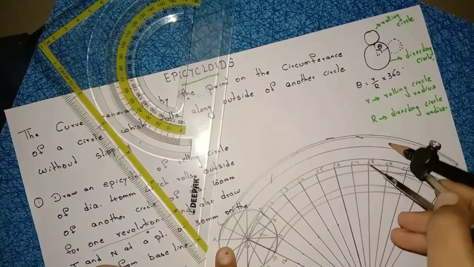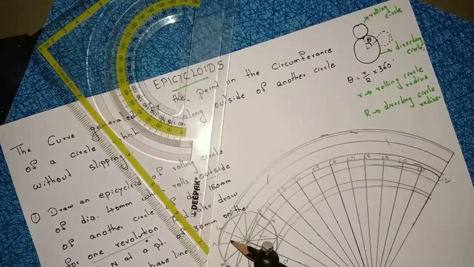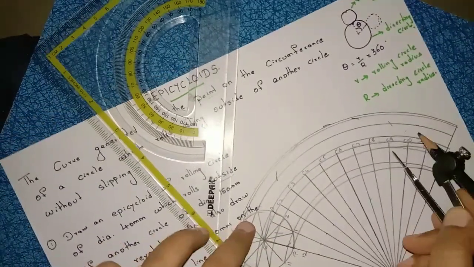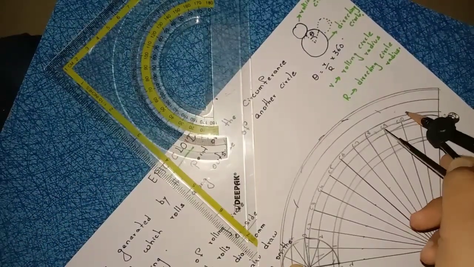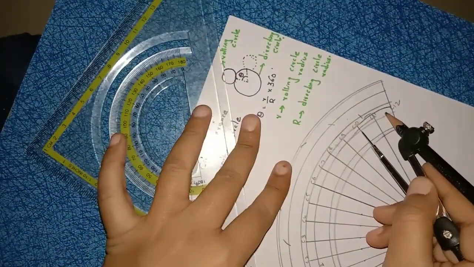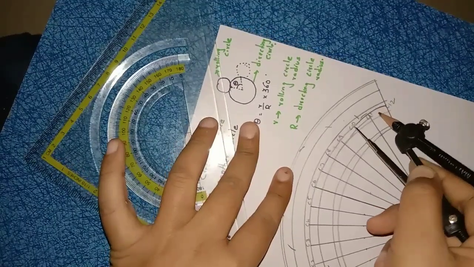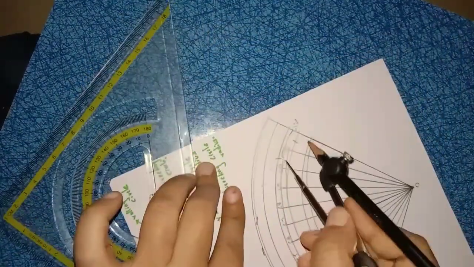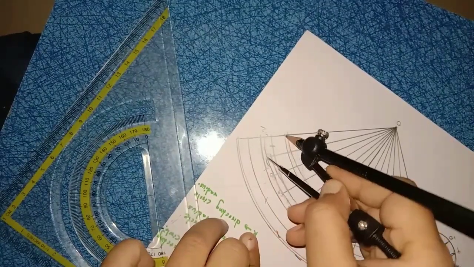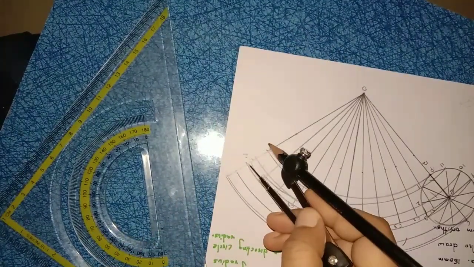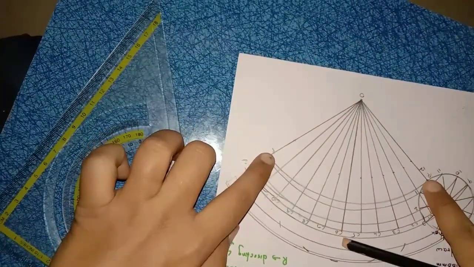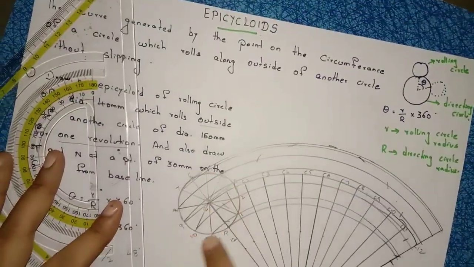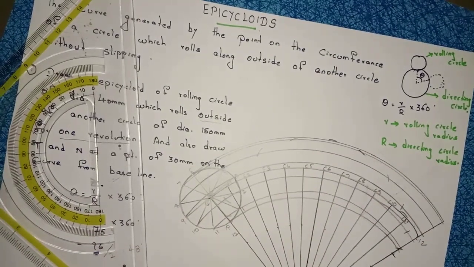C8 as center, I am drawing the eighth point. See, eighth point, eighth arc. C9 as center, ninth point, ninth arc. C10 as center, tenth line. Right? C11 as center, eleventh line. C12 as center, twelfth line. See, twelfth point. Based on the circle numbers, we have to draw the arcs.